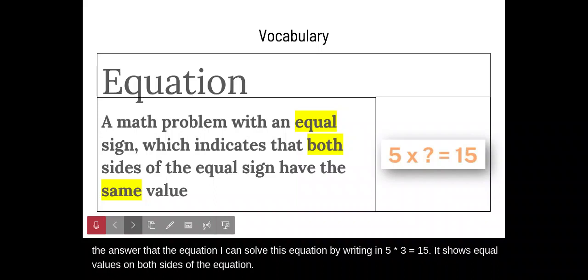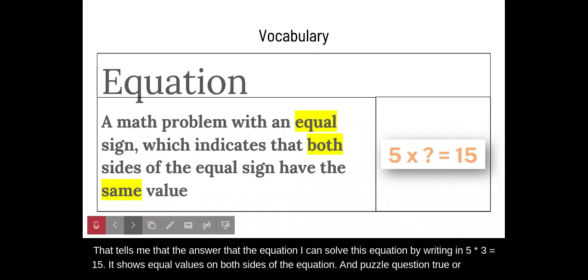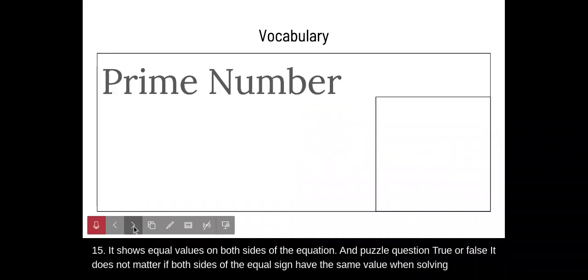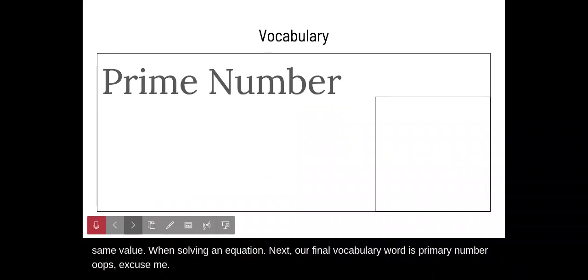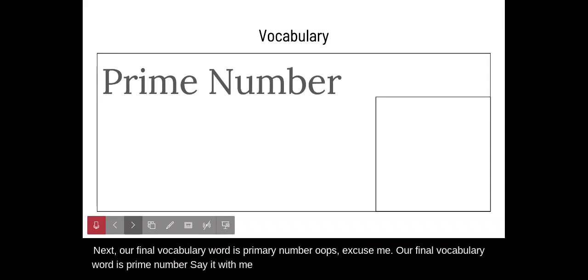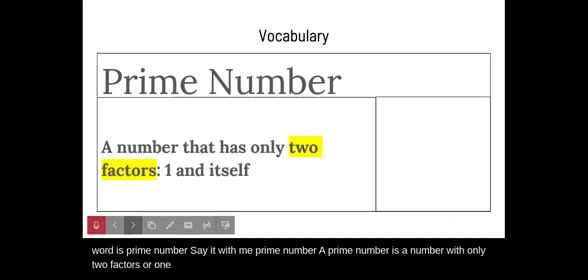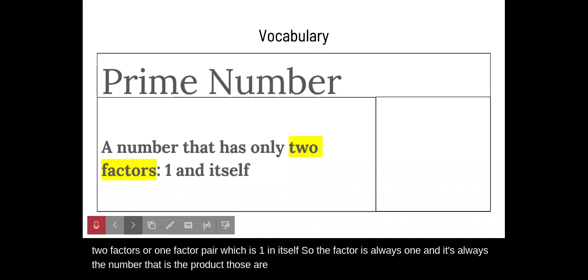Ed puzzle question. True or false? It does not matter if both sides of the equal sign have the same value when solving an equation. Our final vocabulary word is prime number. Say it with me. Prime number. A prime number is a number with only 2 factors, or one factor pair, which is 1 and itself. So the factor is always 1, and it's always the number that is the product. Those are always factors of any number.